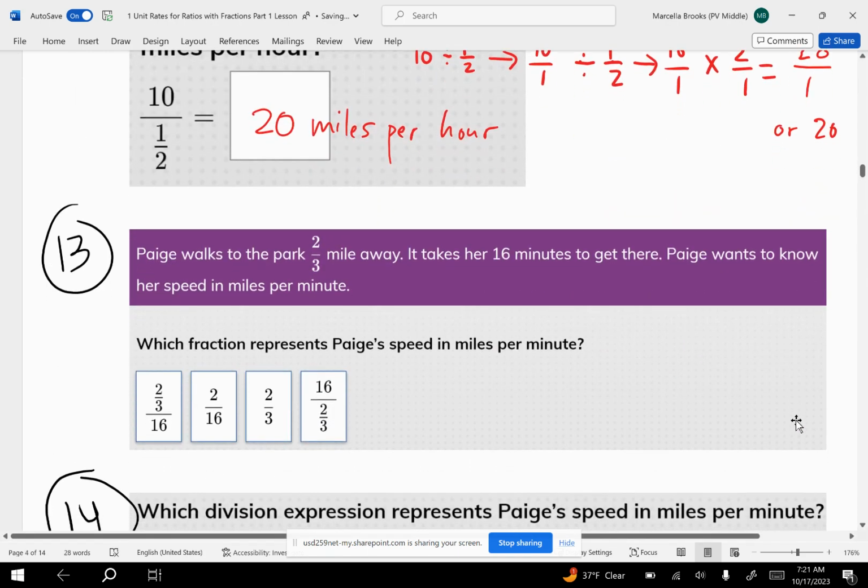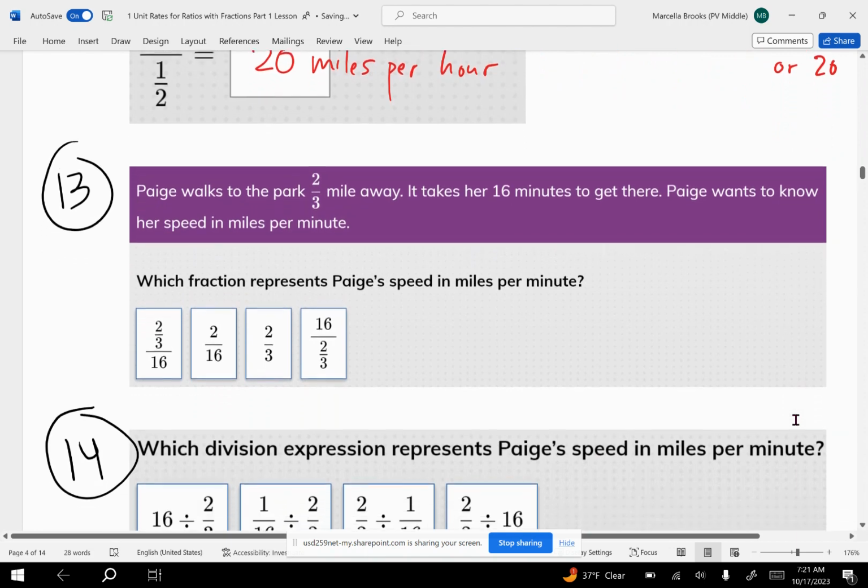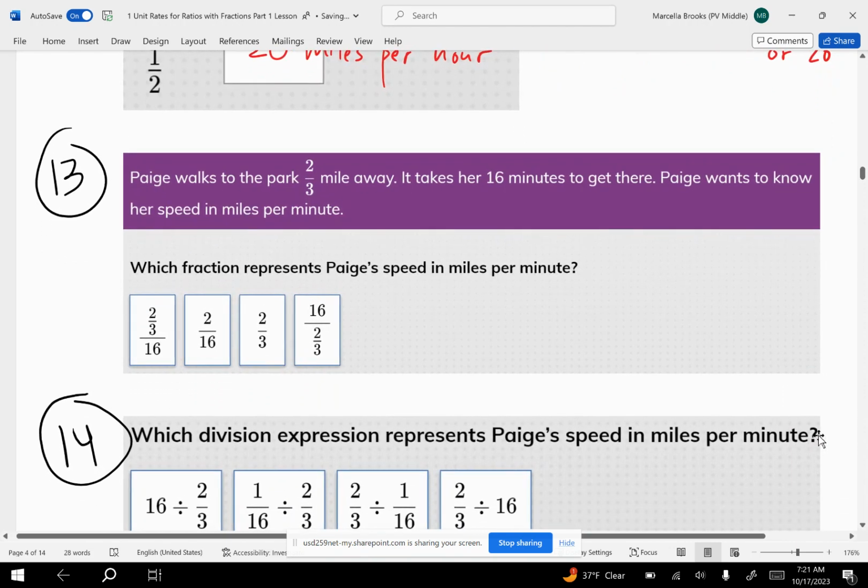Okay, so number 13. Skip to that page. So Paige walks to the park 2/3 a mile away. It takes her 16 minutes to get there. 2/3 a mile, 16 minutes. That's our given rate.